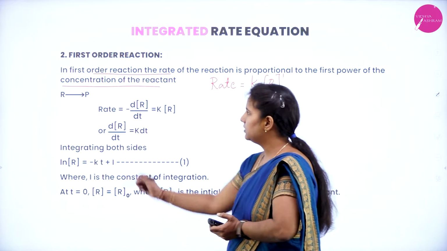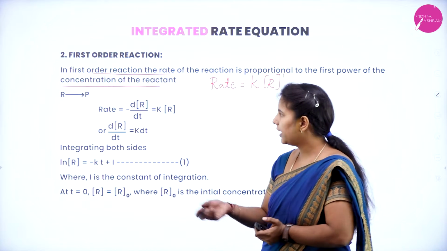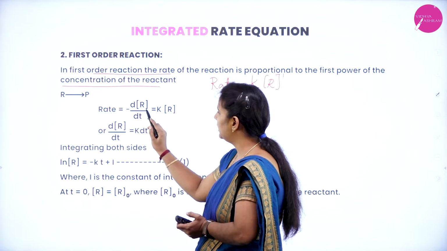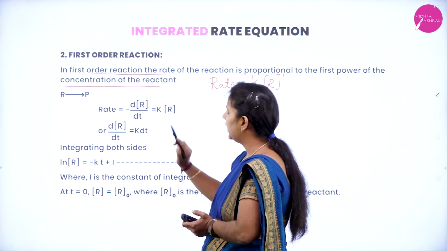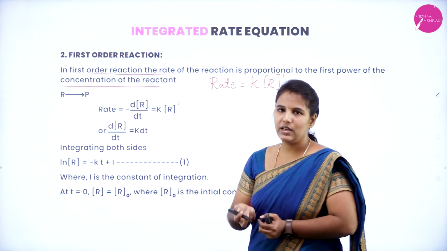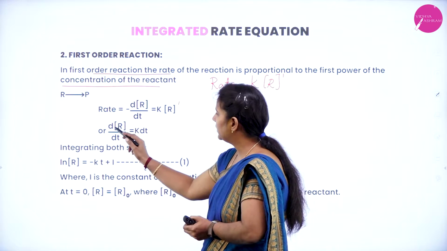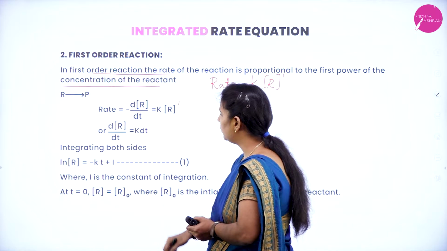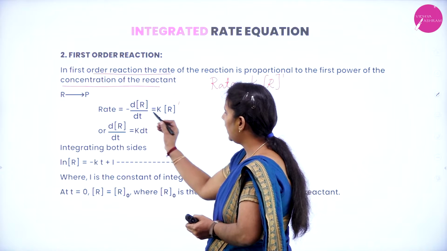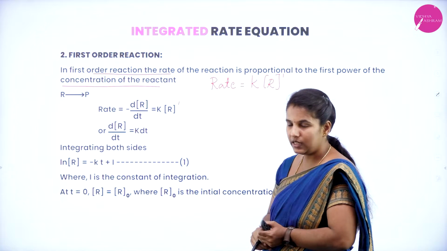So now I'll consider the simple equation where the reactant is giving rise to the product. Now I'll write the differential rate equation for this. Rate is equal to minus dR divided by dt, which is equal to K into R. We know that if you don't write 1 also, it indicates that it is a first order reaction. Or you can write that dR divided by R is equal to K into dt. Here, I have just rearranged the dt with the R and written this equation.